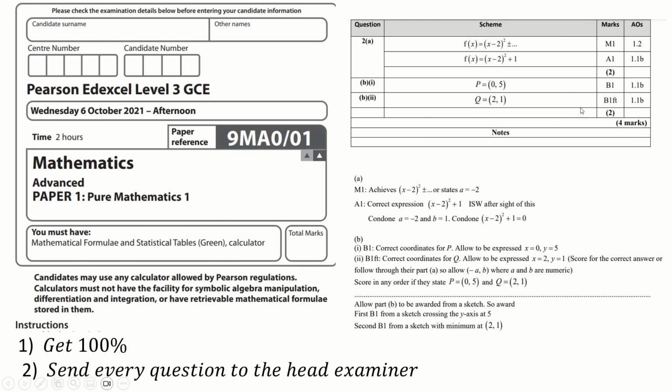And of course, lots of parts are just one markers to write down the answer, so I can't do it for every little bit. But yeah, let's see, is it possible to do an A-level maths paper and have every single question sent to the head examiner? Is that possible? Let's find out.